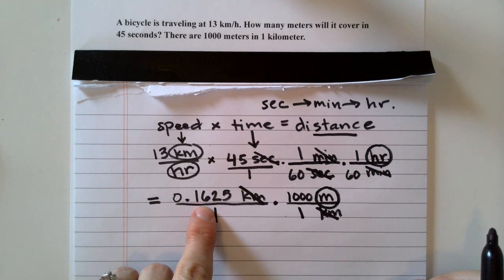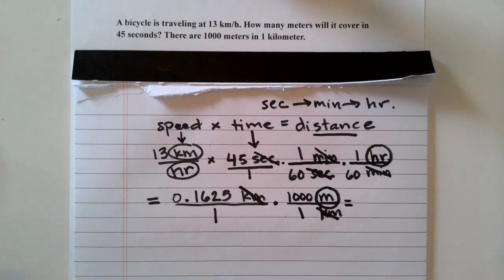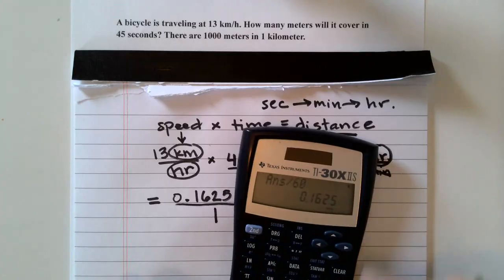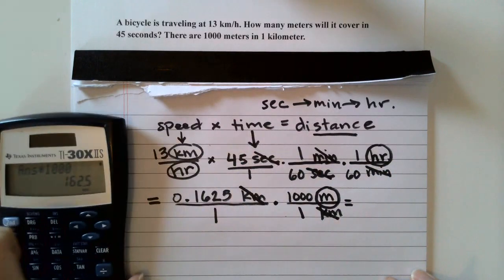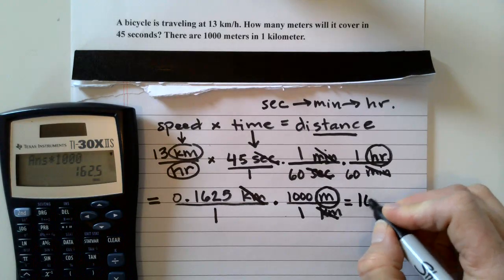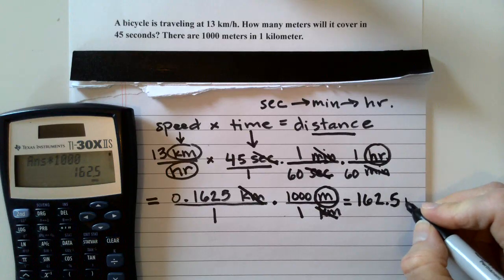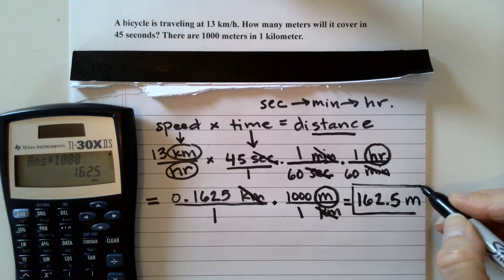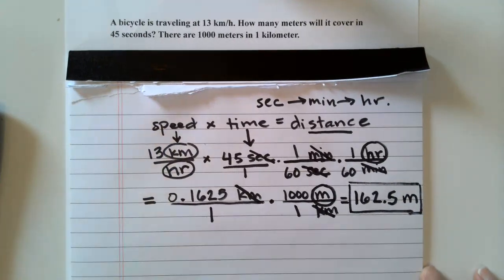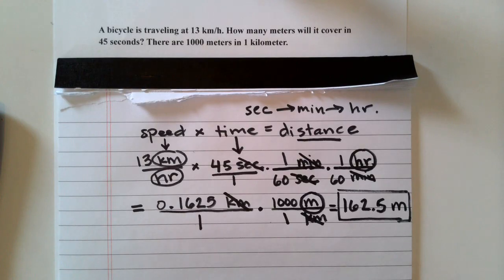So 0.1625 kilometers multiplied by this ratio is the same as, if you multiply 0.1625 times 1,000, you move the decimal place over 3, which is 162.5. And it's meters. That's my answer. In this problem, the bicycle will have traveled 162.5 meters. So your problem in the quiz is just a little bit different, but not too much different. Hopefully that helped.